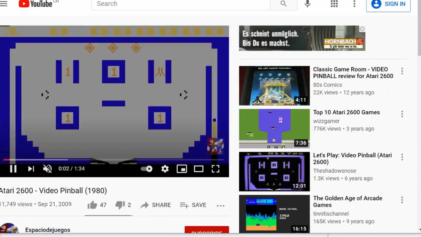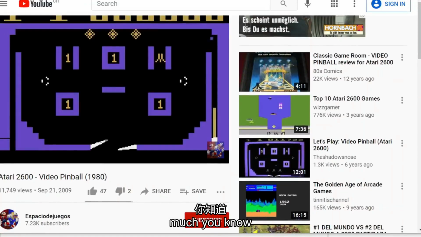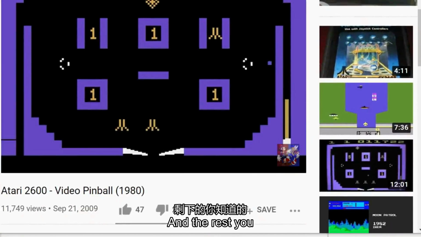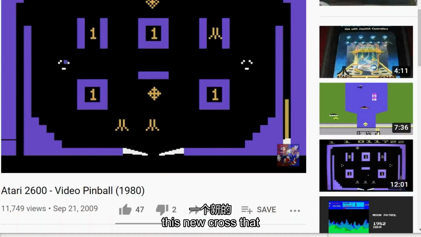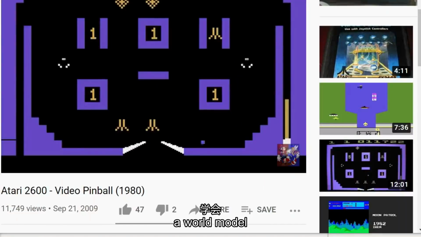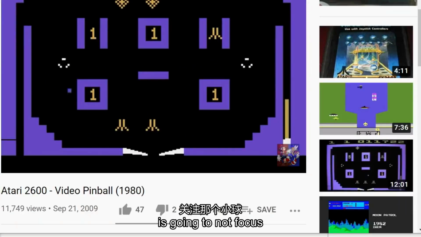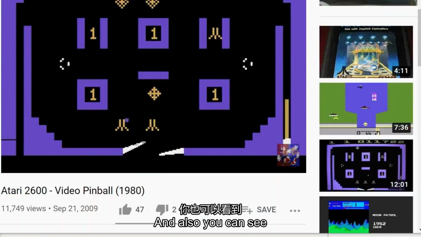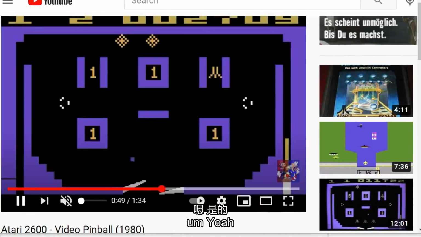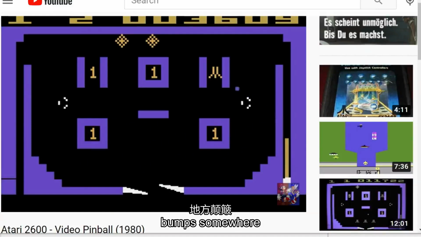This Video Pinball thing has a lot of changes in the image without really doing much, changes in the world state. What actually matters is this little tiny ball, a bunch of pixels, and the rest kind of moves around. Okay, maybe it doesn't move too much right here, but still, there's this new cross that appears and so on. There are flashes over the whole image. A world model that learns to accurately predict the world maybe is not going to focus so much on that little ball, but maybe more on the rest of the image if that changes. And also you can see maybe the reward. Again, a flash, the reward doesn't change all too much. Yeah, it does maybe, but any time it bumps somewhere.